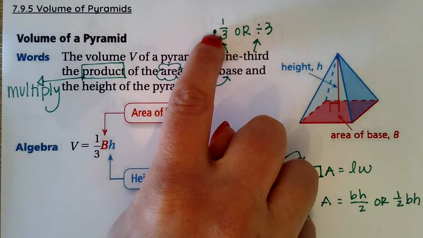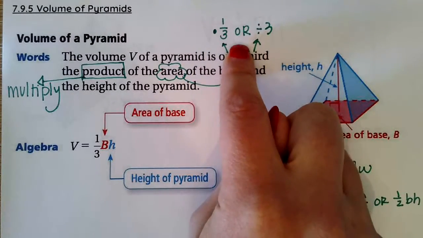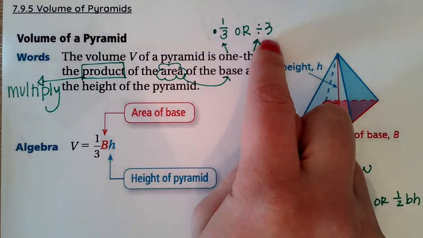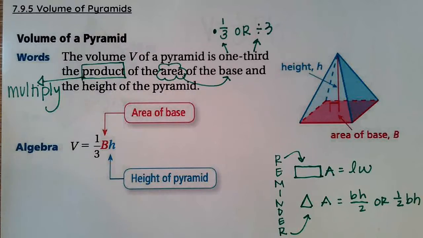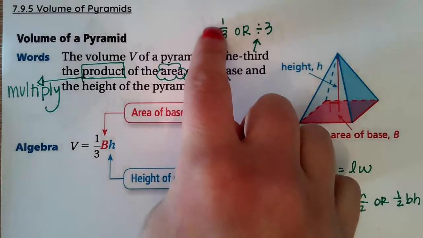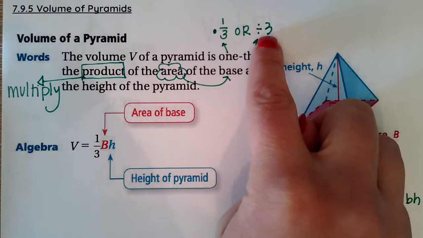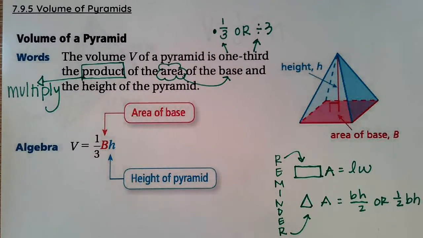I want to remind you that when we have a 1/3 like this, multiplying by 1/3, we could say either multiply by 1/3 or you can divide by 3. So going forward, as you do this in your calculator or mentally, you can do either one of those. You can either multiply by 1/3 or divide by 3. The choice is yours.